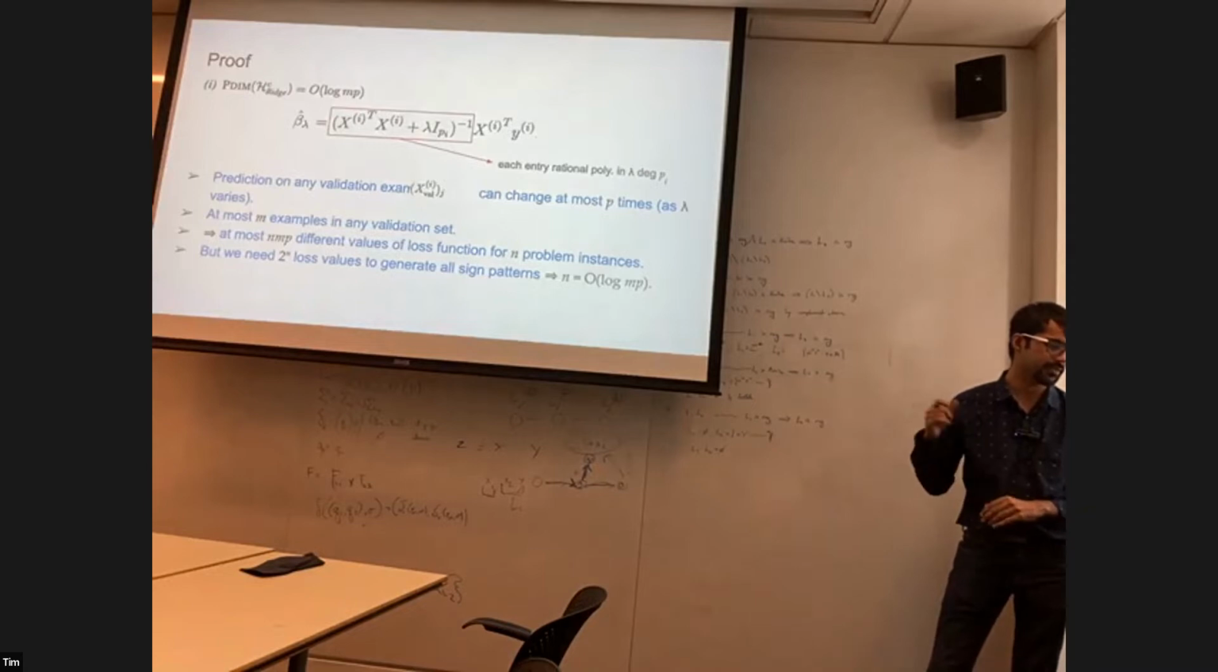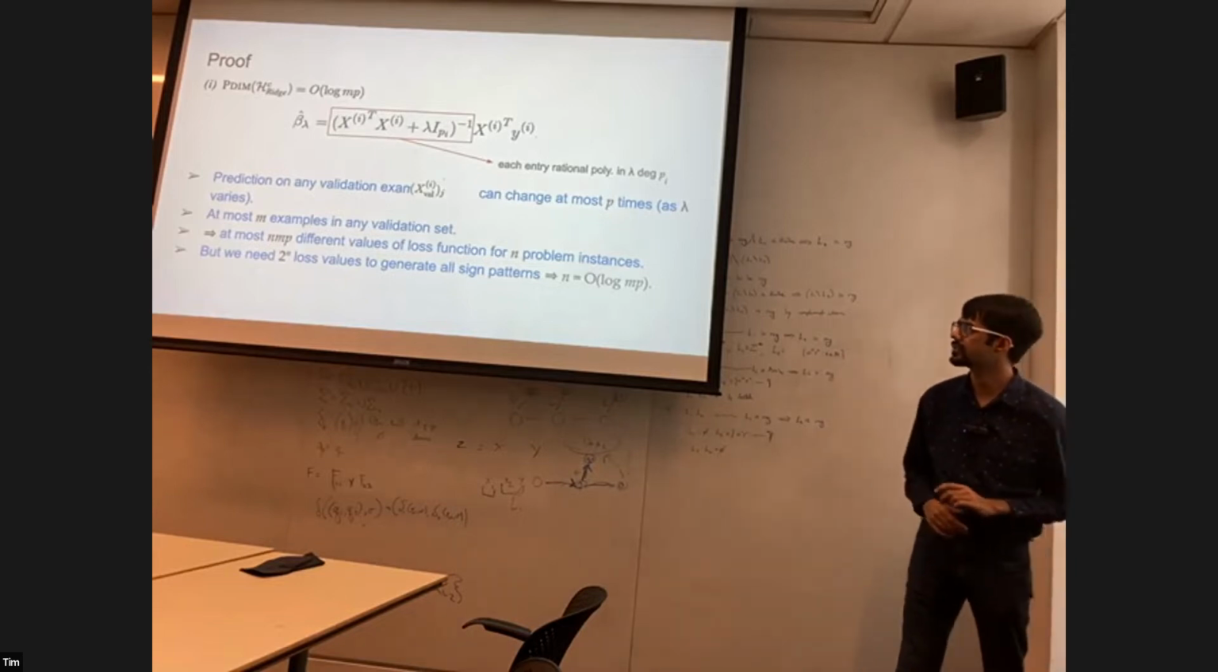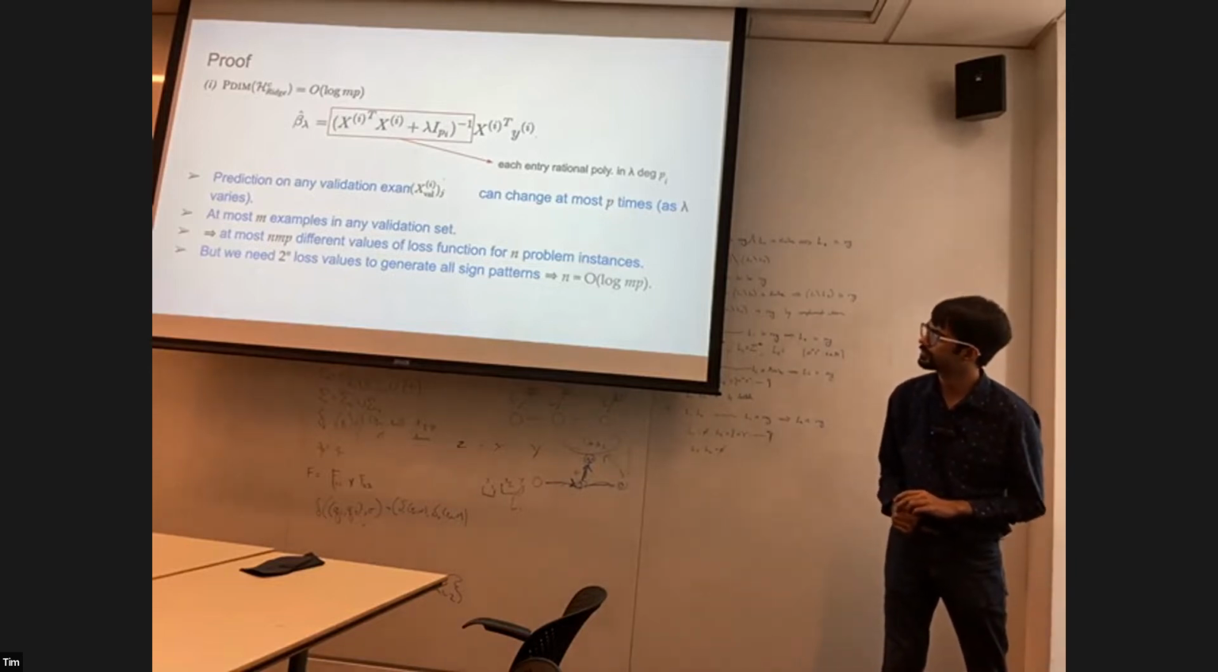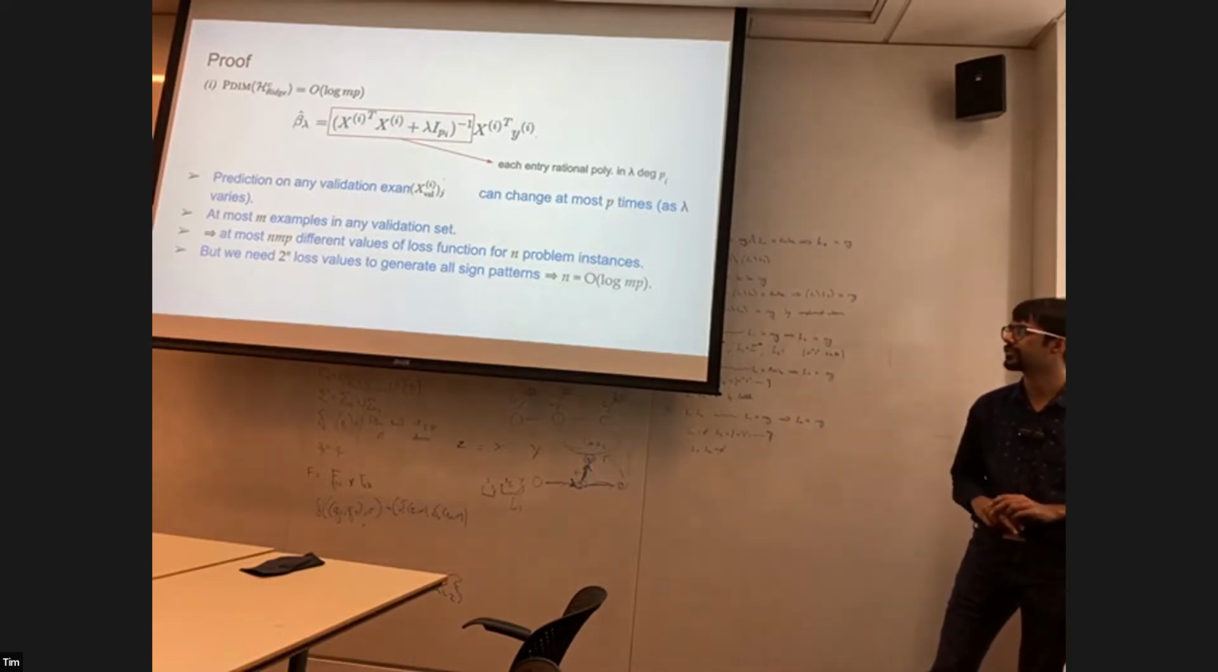But in the definition of pseudo dimension, we need at least 2 to the n different loss function values to be able to generate all the sign patterns. So just combining those two observations, we get that the largest problem set that can be shattered is of size log n.